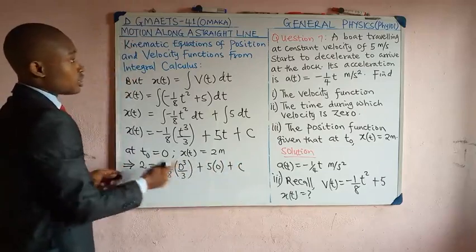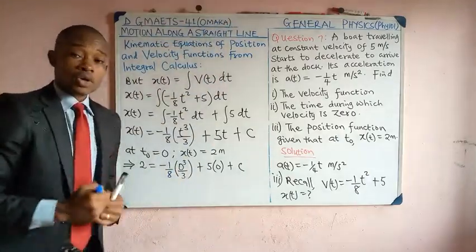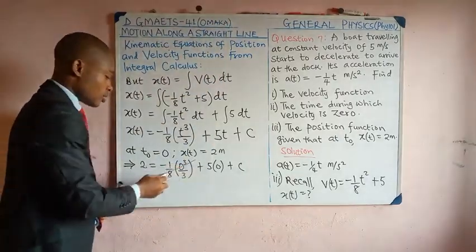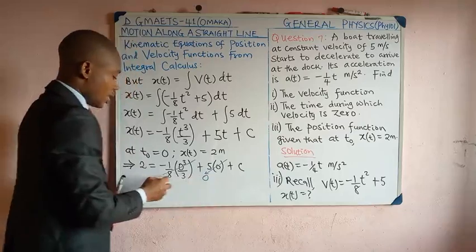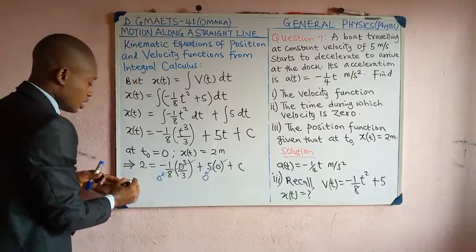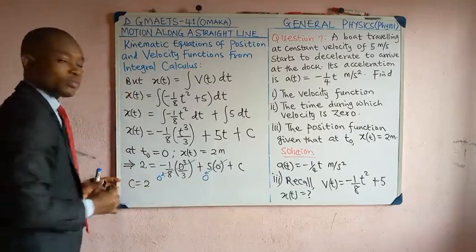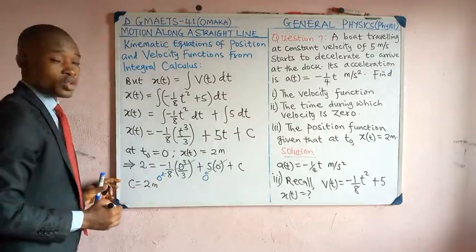Looking at this term will give us 0. Minus 1 over 8, open bracket, 0 cubed divided by 3 will give us 0. So I'm going to cancel it out. This will also give us 0. Let's write that: these two give us 0. So you see clearly that c is equal to 2. Of course, the unit is going to be meters as well.